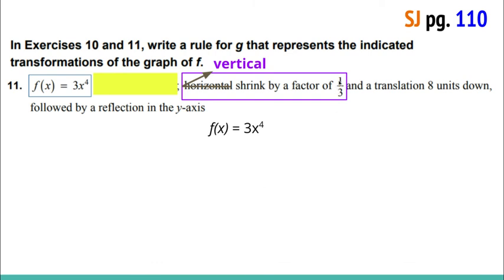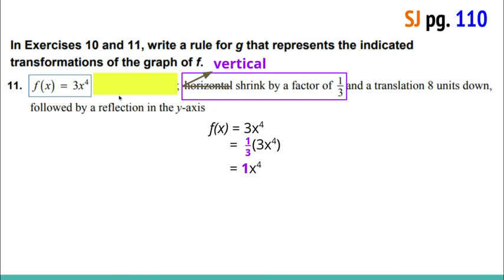Now, since it's vertical, remember you have to decide, is it the front, inside parenthesis, or on the side? Vertical stretch or shrink is actually in the front, and we're going to multiply in the front. So I'm going to take that equation and multiply it by 1/3. I want to take 1/3 of 3, okay? And 1/3 times 3 is actually 1.